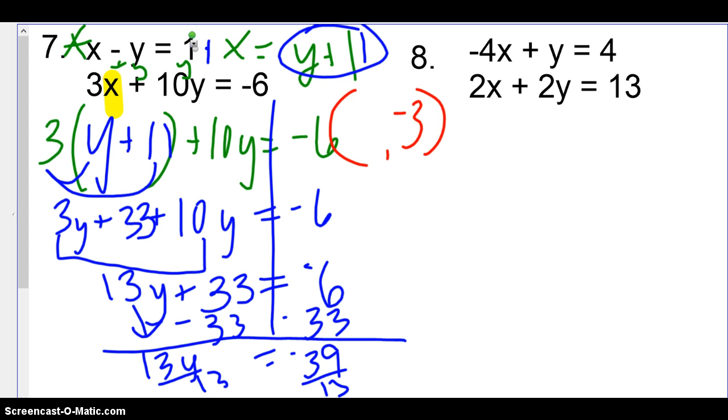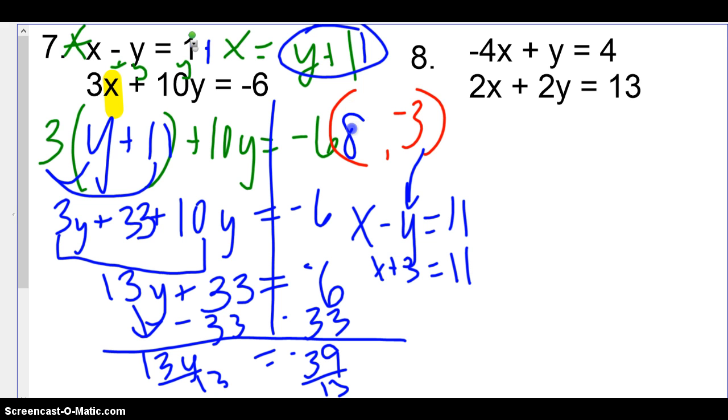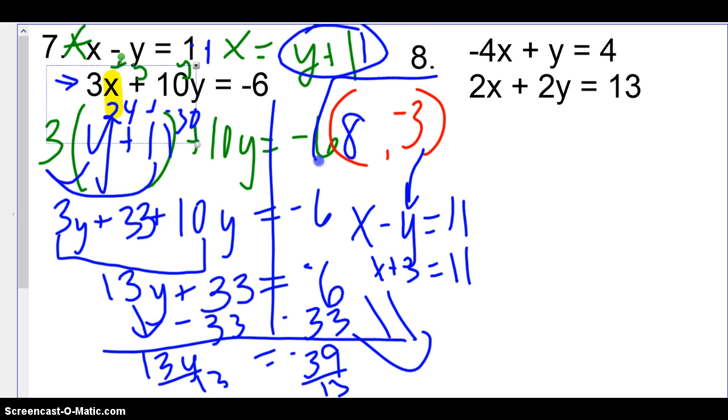Okay, if that's the case, then I want to go back into one of these and figure it out. Well, I'm going to do the x minus y equals 11. If I plug negative 3 into that, I get x minus a negative 3 equals 11, so x is 8. Then you can go back here and try that. 3 times 8 is 24, plus negative 30 equals negative 6. Yes, happy day. There it is, in the midst of all my mess.